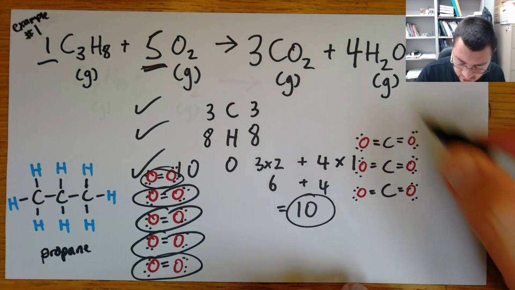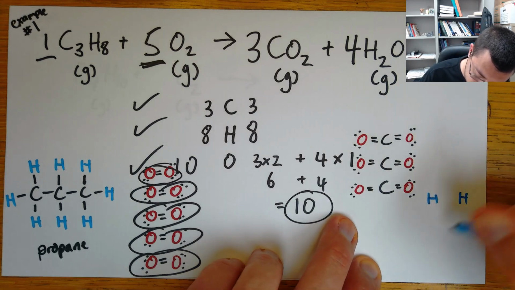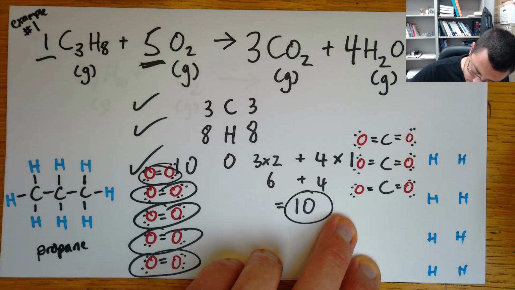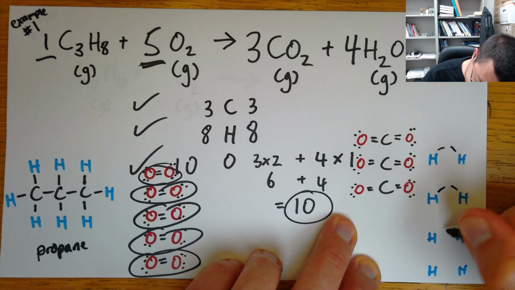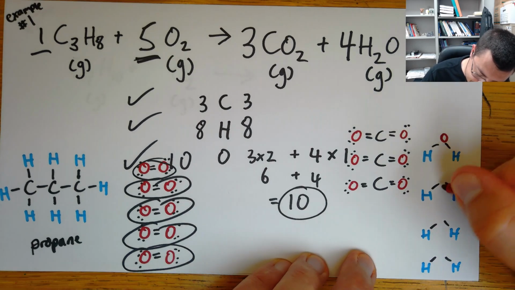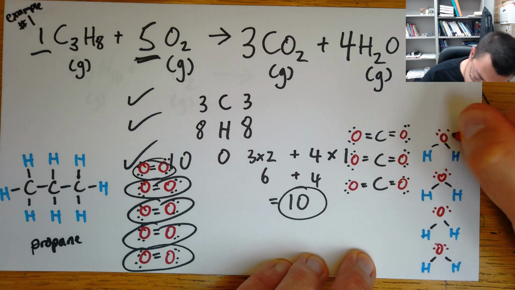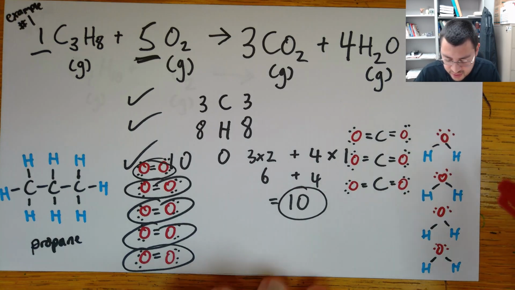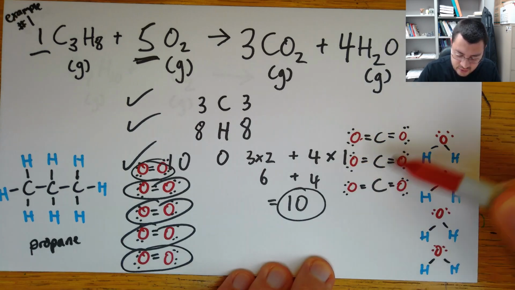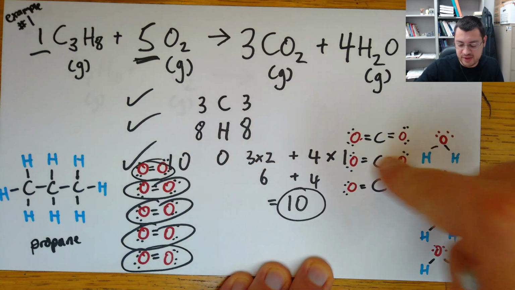So let me draw my waters, just finish this up. All right, well, I got 4 waters. Waters are bent molecules. All right, and there's my 4 waters. 1, 2, 3, 4, that 4 over there. And now you can see on the other side, 1, 2, 3, 4, 5, 6, 7, 8, 9, 10 oxygens. So the 10 oxygens we started out with, they've now been distributed into these products.